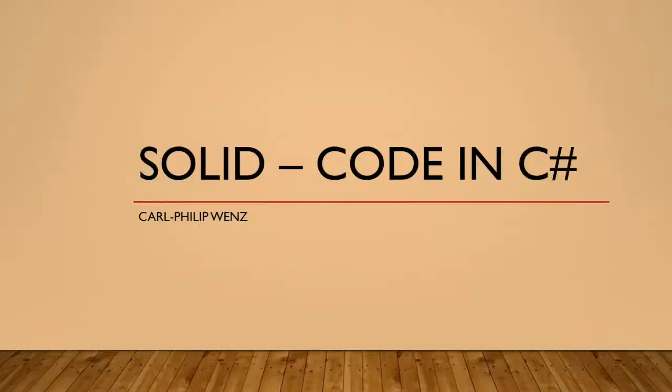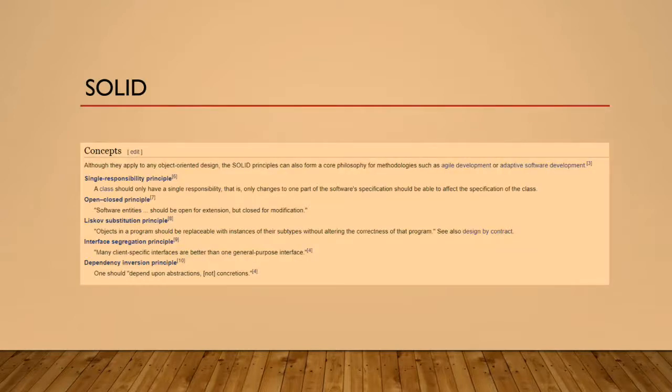This time, SOLID code in C#, a small introduction into the SOLID principles and how they look in C#. What is SOLID? Copied from Wikipedia: single responsibility, open-closed principle, Liskov substitution principle, interface segregation principle, dependency inversion principle. A set of such principles together to assure good code, especially as written for agile development or adaptive software development.